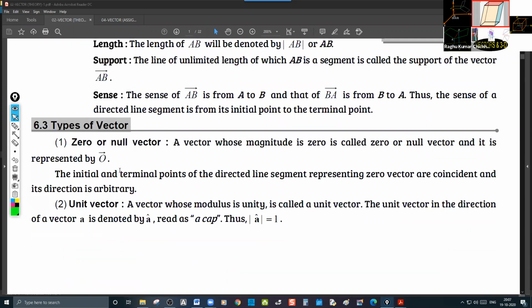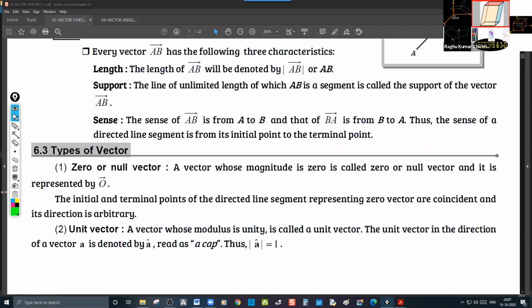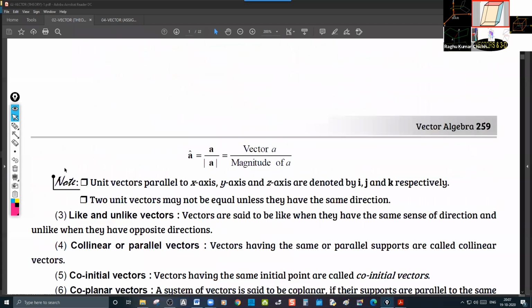Types of vectors: just now we have seen the zero or null vector. An important point to remember is that the zero vector has arbitrary direction. Its direction is undefined. It takes whatever direction you want, and that is the reason it is called arbitrary. And the unit vector: its length is 1 unit.